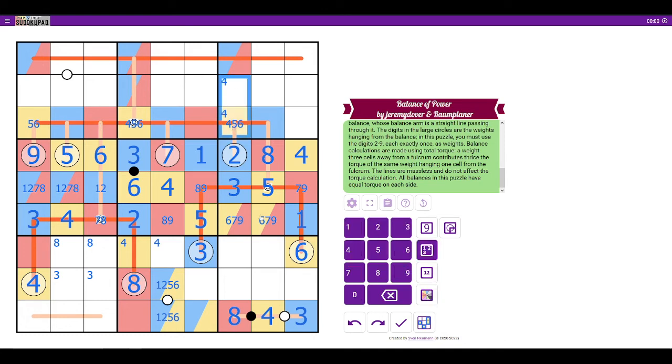One of these has to be a 4. Ah, wait a second. 4 can't be that. That has to be a 4. Which means that can't be a 4. Or a 6. That's a 5. That's a 6. That's the 4.